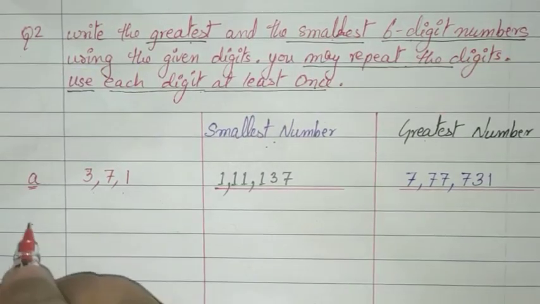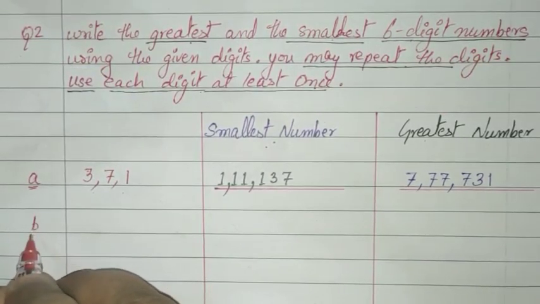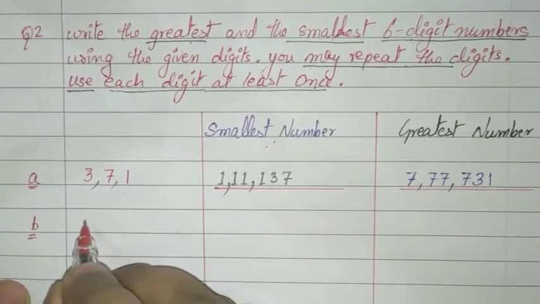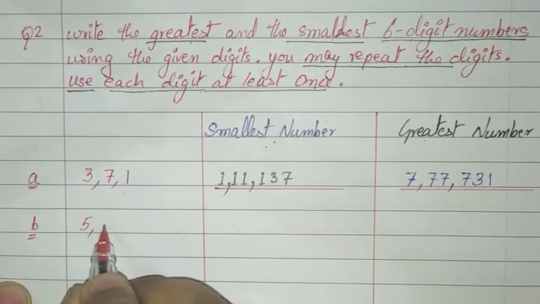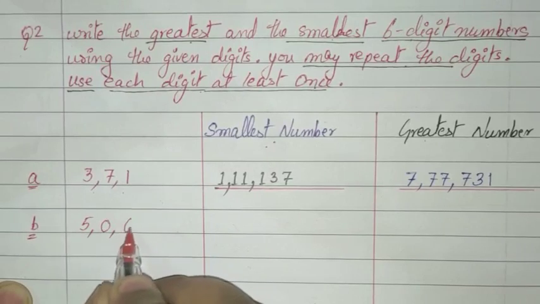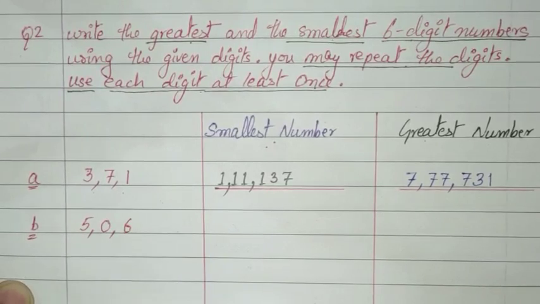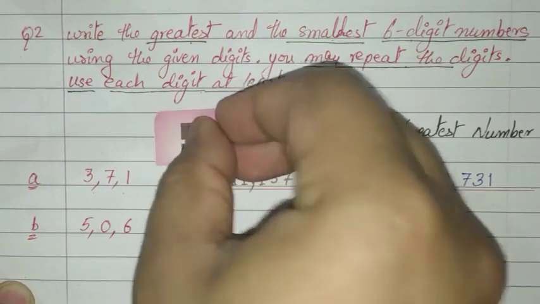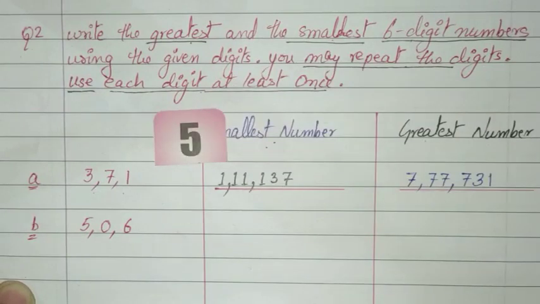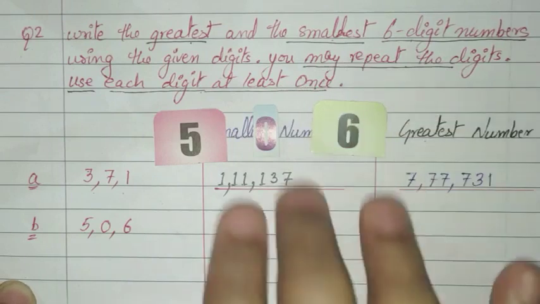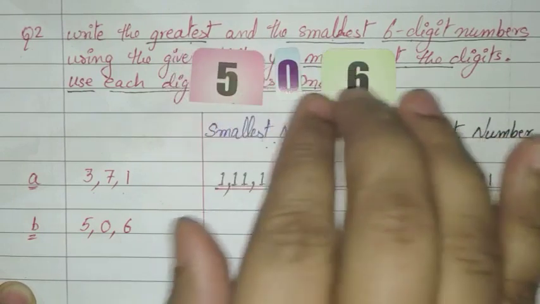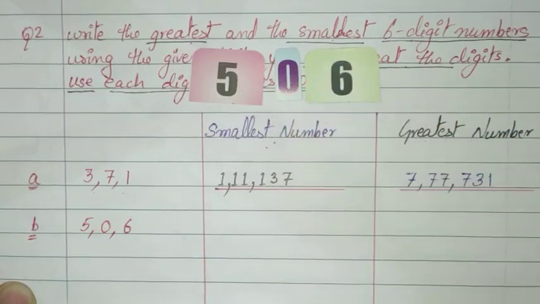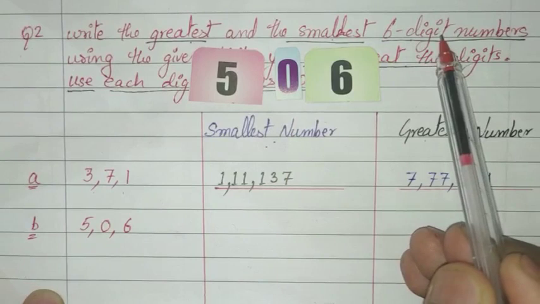Now we will go for the question number B. The given digits are 5, 0, 6. What are the digits we are having? 5, 0, and 6. These 3 digits we are having, and you have to form 6-digit number, smallest number.